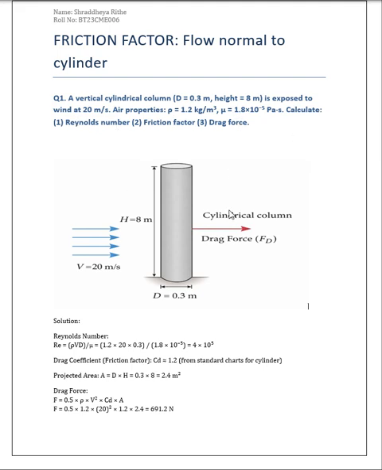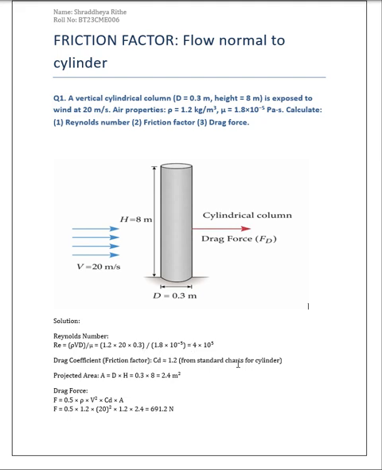It is a diagrammatic representation of the problem. The velocity is given to us as 20 meter per second, diameter is 0.3 meter, and the height is 8 meters. So the solution is as this. Reynolds number can be found out by rho V d by mu. So using this, we find the Reynolds number to be 4 into 10 power 5.